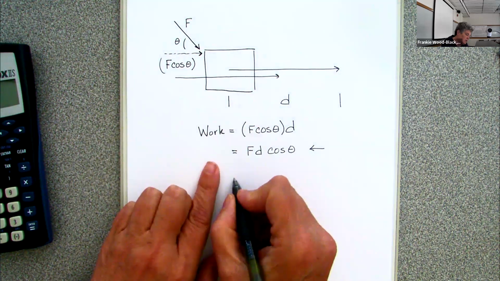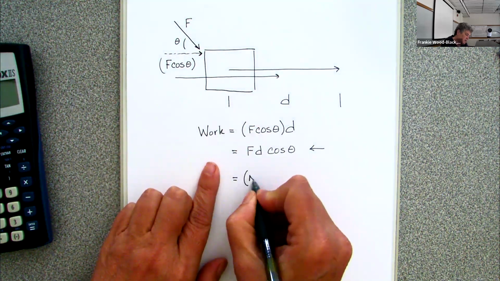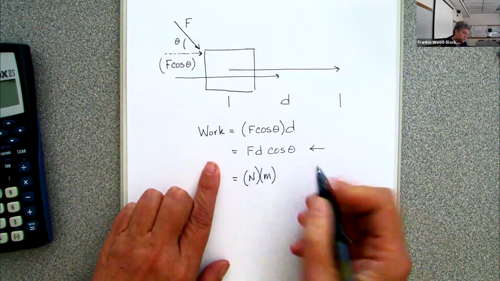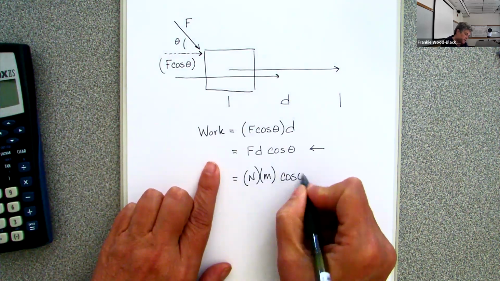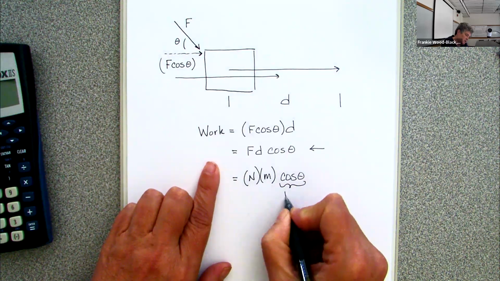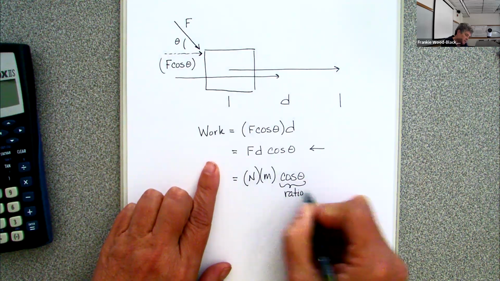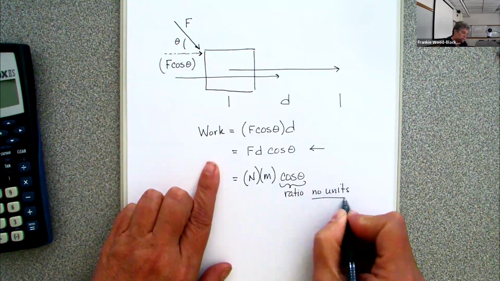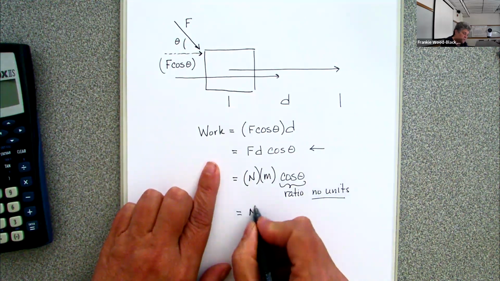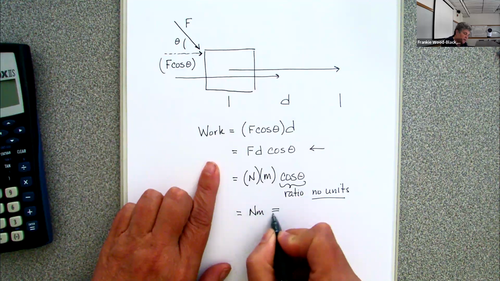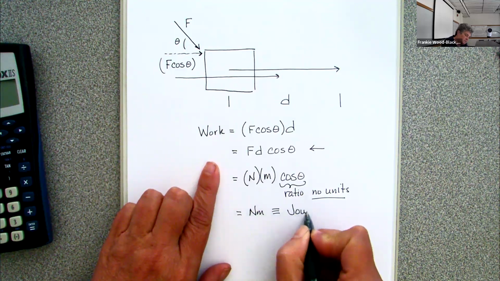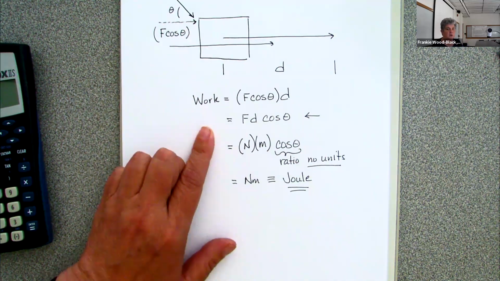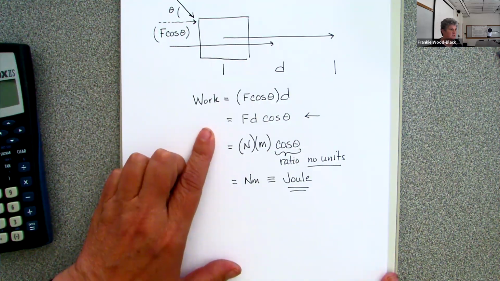Let's also look at the units. I have force in newtons. Distance is in meters. Cosine is a ratio, so it has no units. So I'm going to be in newton meters, and we're going to define this as a joule. So my units of newton meters is a joule.